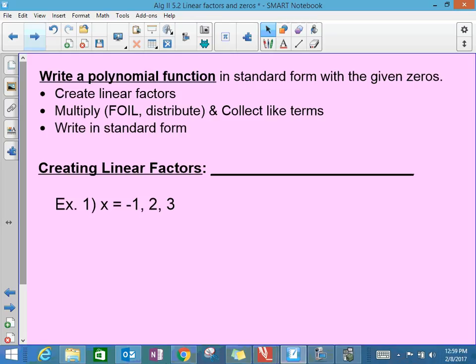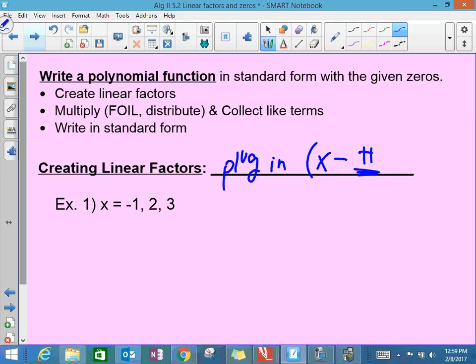Okay, so we want to write a polynomial function in standard form when we're just given the zeros, okay? To do that, we have to create factors first, and then multiply them together, combine like terms, and write it in standard form. Okay, so similar to what you did on your homework, only we're starting from x equals a couple numbers. So the main thing you have to memorize here is that when you're creating a linear factor, you are just going to plug in x minus whatever number you were given. Okay? And you just have to memorize it, that it's x minus that number.